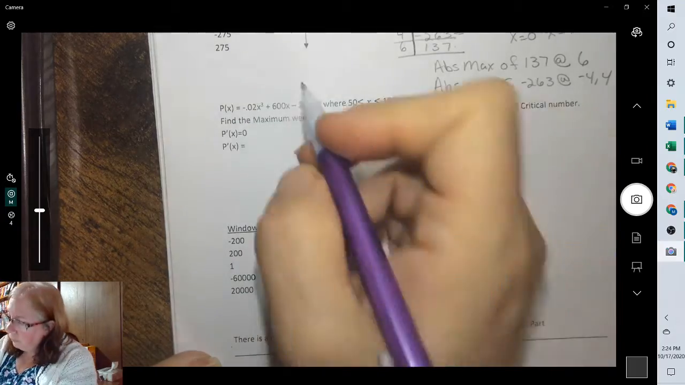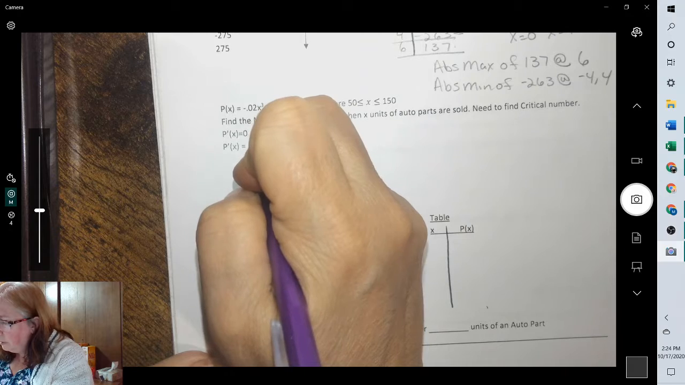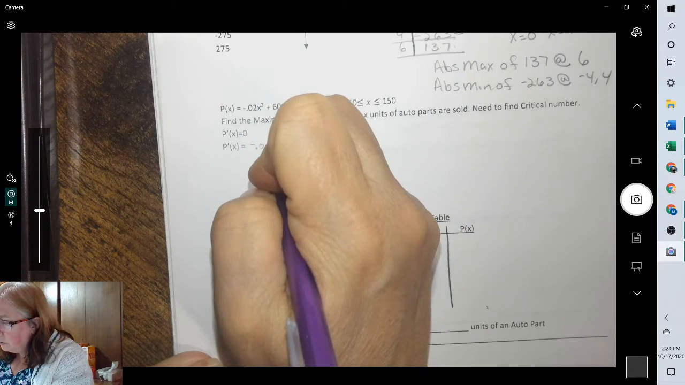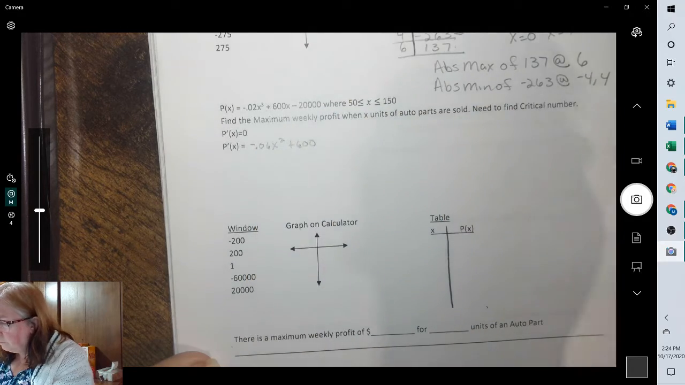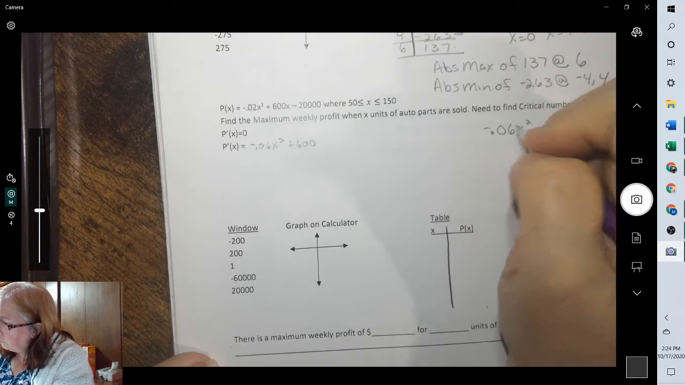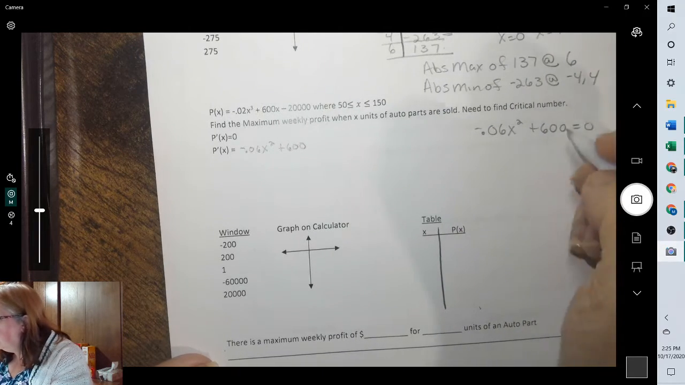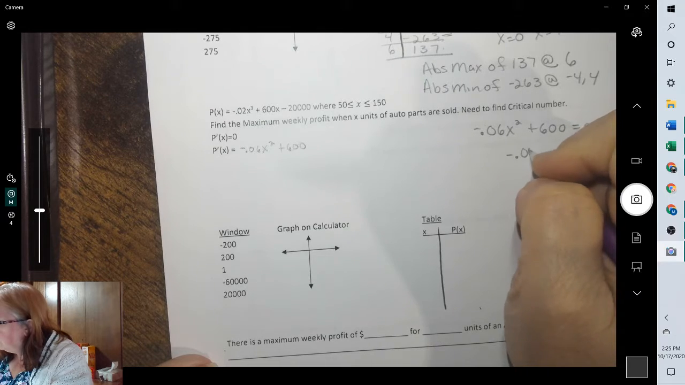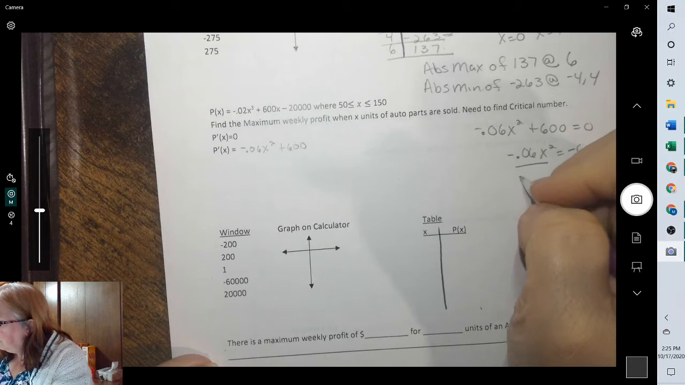So take the derivative. Put it here. -0.06 x squared plus 600. Setting that equal to 0. Dividing by the decimal.